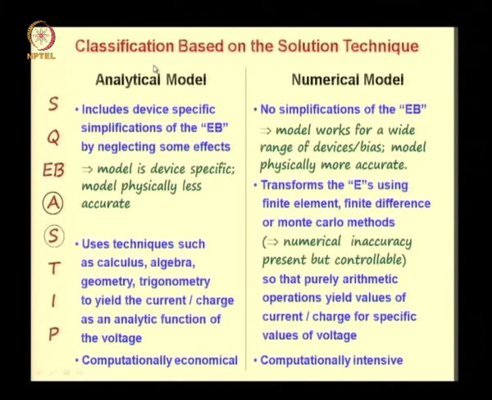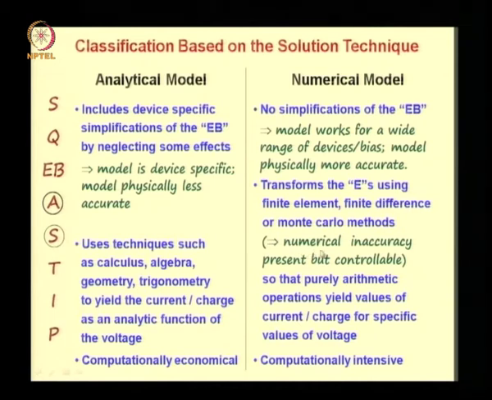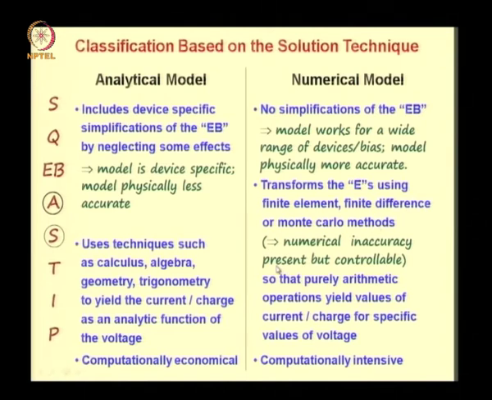You have analytical models and numerical models. Analytical models tend to be device specific and physically less accurate than numerical models, which work for a wide range of devices or bias conditions. Though there is numerical inaccuracy in numerical models because of the method of solution, the inaccuracy can be controlled by increasing the amount of computation.